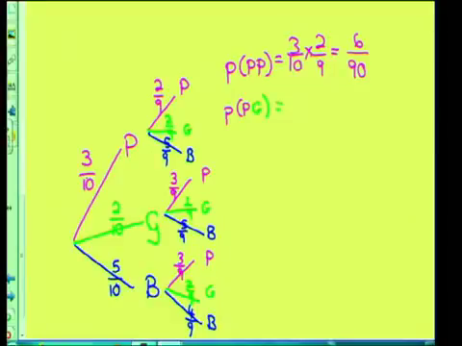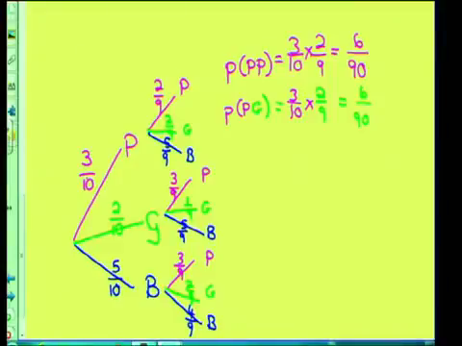The probability of the pink was 3 10ths. And the probability of the green was 2 9ths. So again, it's 6 90ths. Of course, we can cancel down. We'll talk about that in a little while.